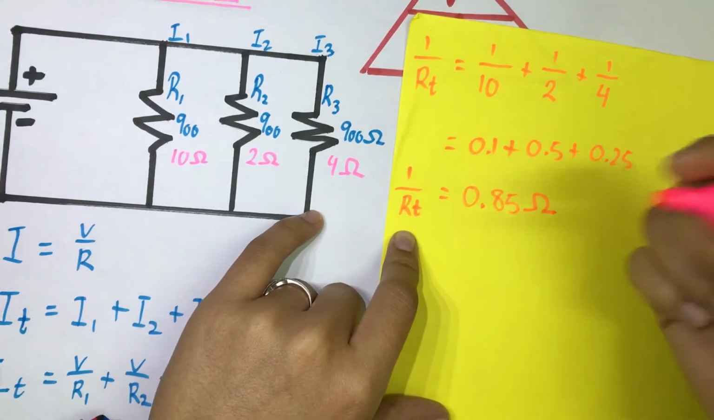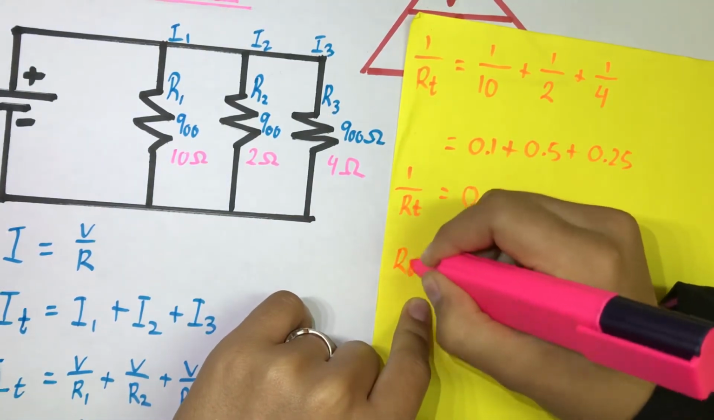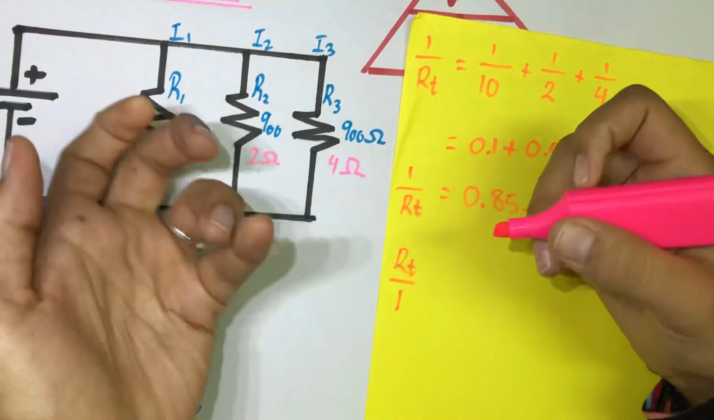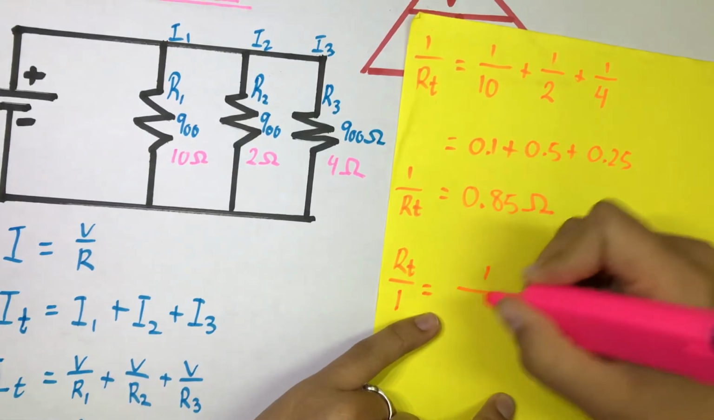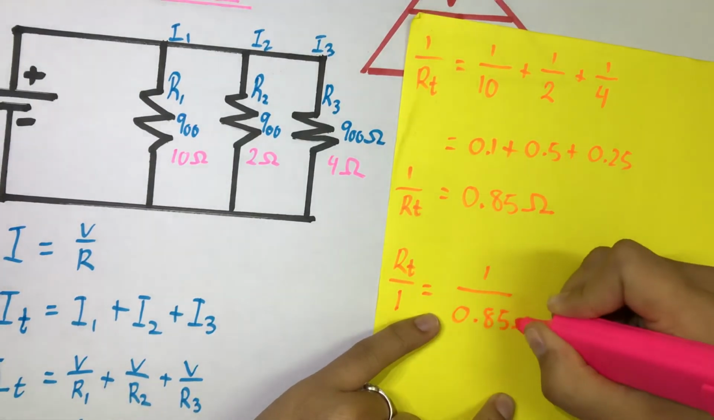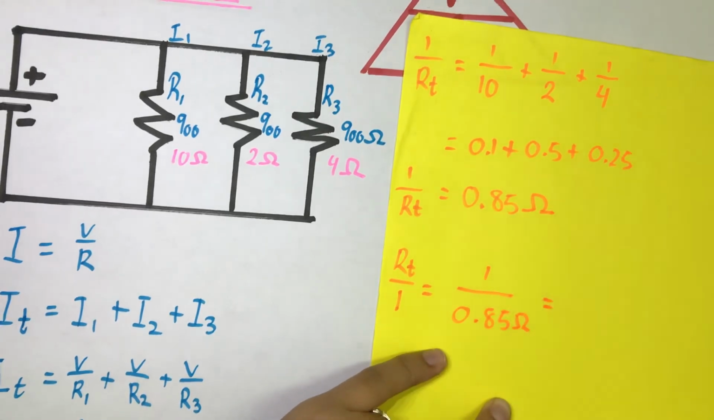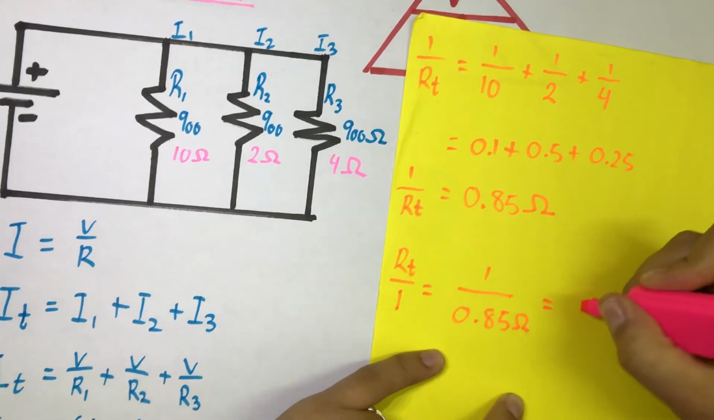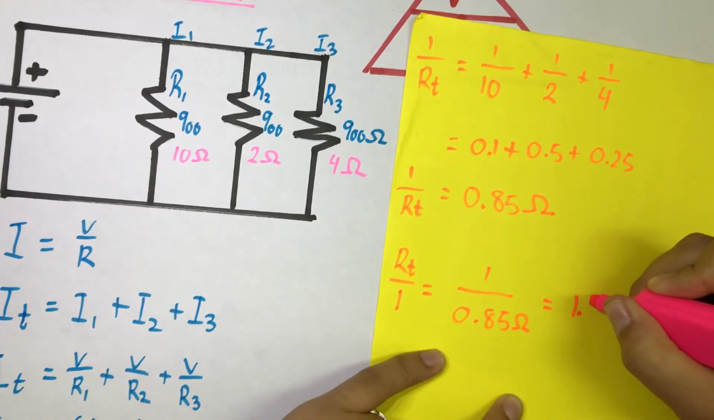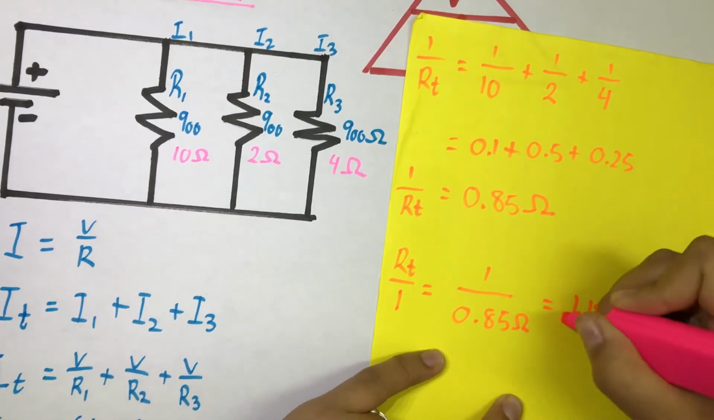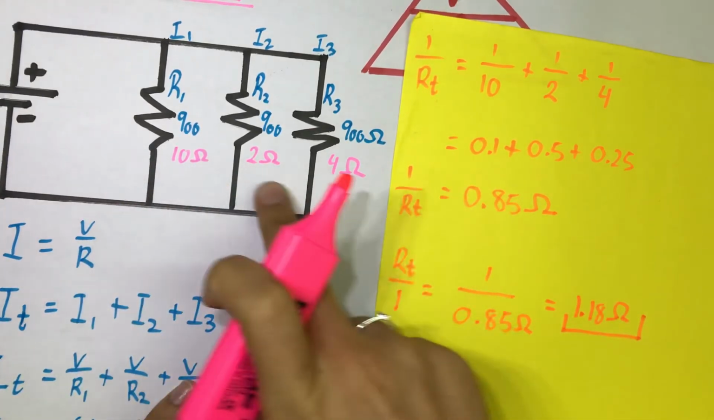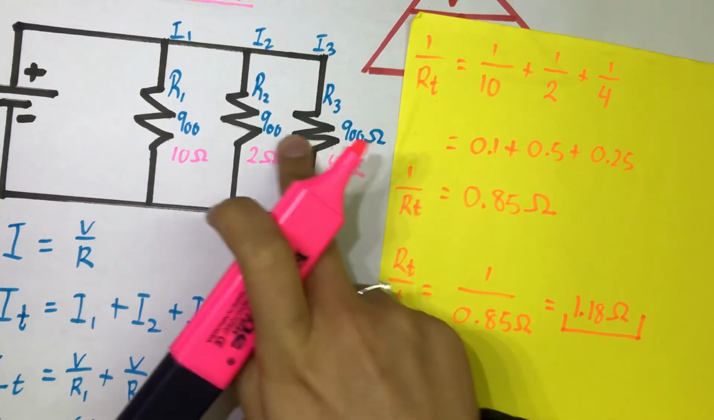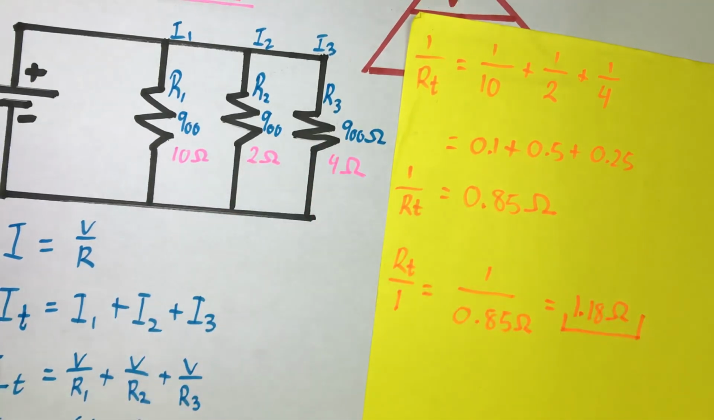We just flip it. So 1 over RT becomes RT over 1, which we can ignore because RT over 1 just equals RT, equals 1 over your 0.85 ohms, which is going to give us 1.18 ohms. And if you notice, this is correct because 1.18, what is our smallest resistance? 2. And it is smaller than that, so we know that everything's good.